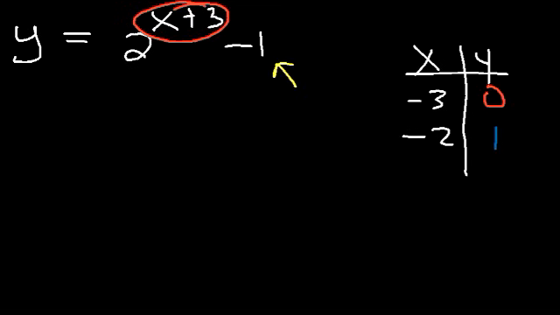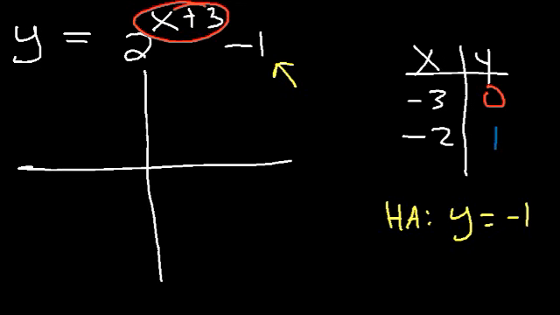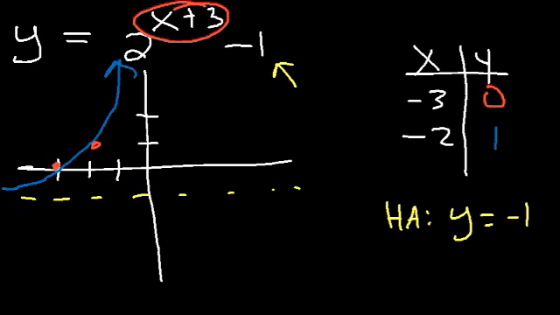Now the number on the outside, the negative 1, that's going to be the horizontal asymptote. Exponential functions have horizontal asymptotes, and logarithmic functions have vertical asymptotes. So the horizontal asymptote is y is equal to negative 1. So now let's graph it. Let's plot the horizontal asymptote first. That's where the function is going to start from. And we have the point (-3, 0), which is over here, and (-2, 1). So the graph is going to start from the asymptote, and then it's going to increase.